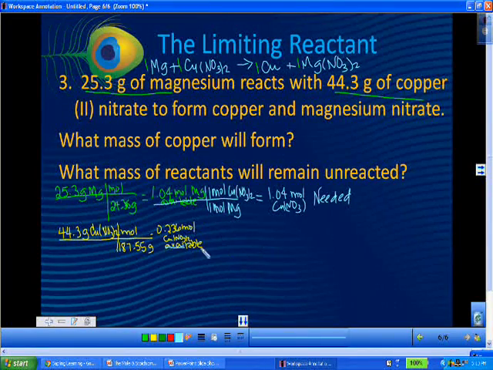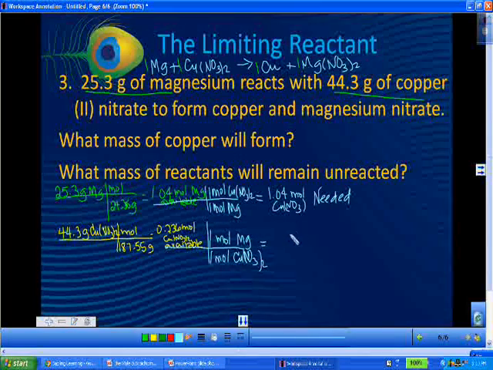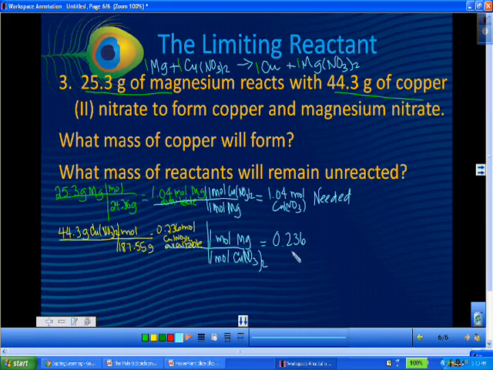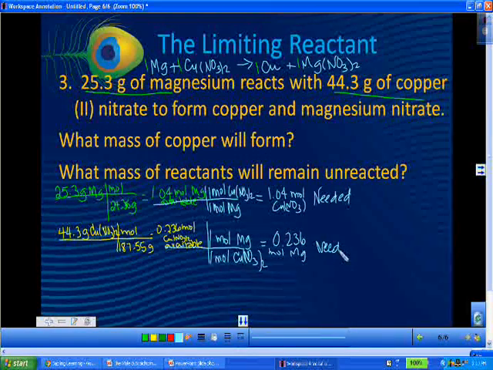Now taking a look at copper(II) nitrate, if we wanted enough magnesium to react fully with this, we can see how many moles we would need. Once again, a 1-to-1 ratio, 1 mole of copper(II) nitrate. Now remember, I know to put the copper(II) nitrate on bottom because I want it to cancel out. And magnesium is what I want, so that's what we put on top. This tells us we need 0.236 moles of magnesium. That is what is needed.